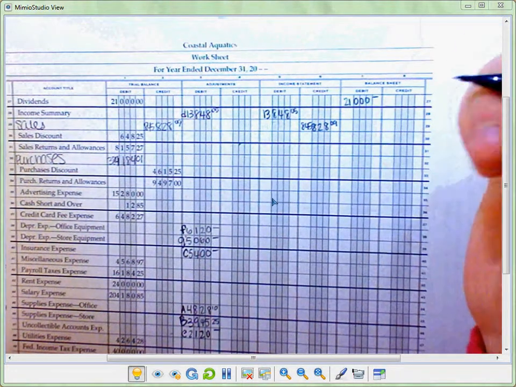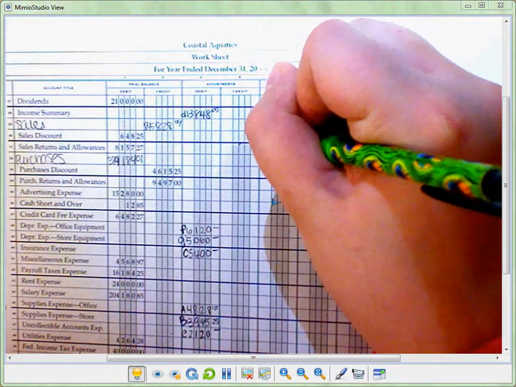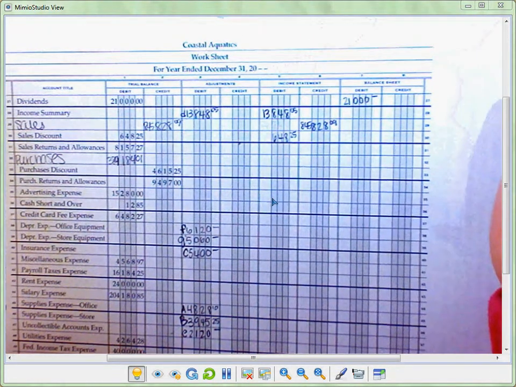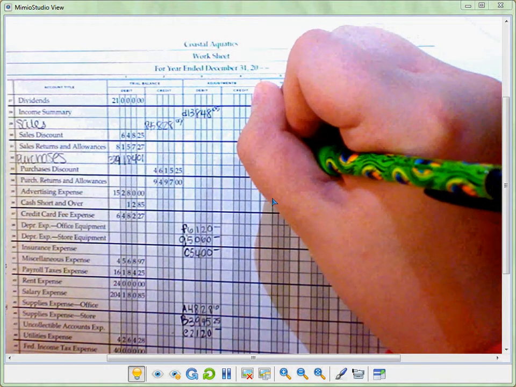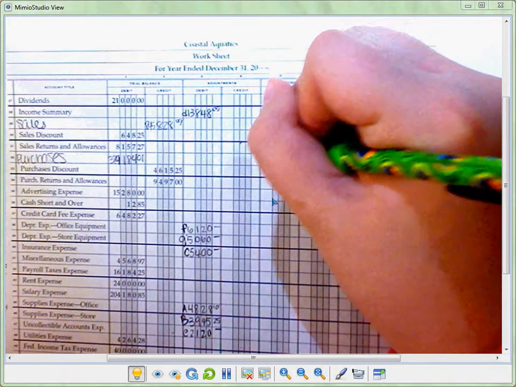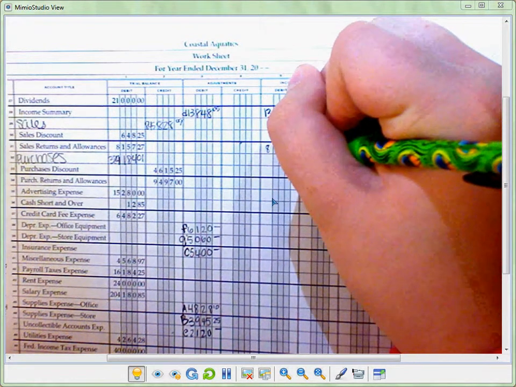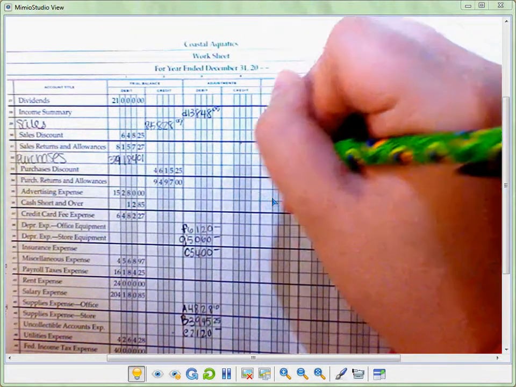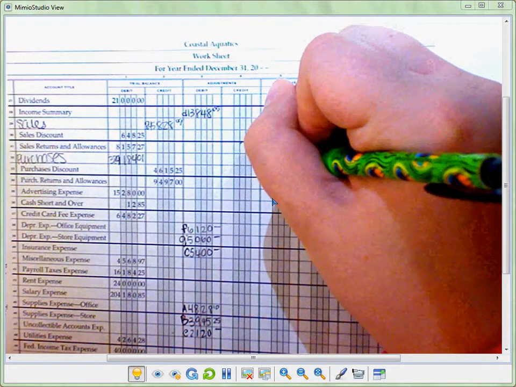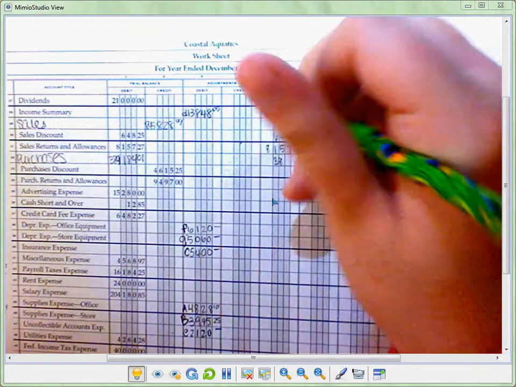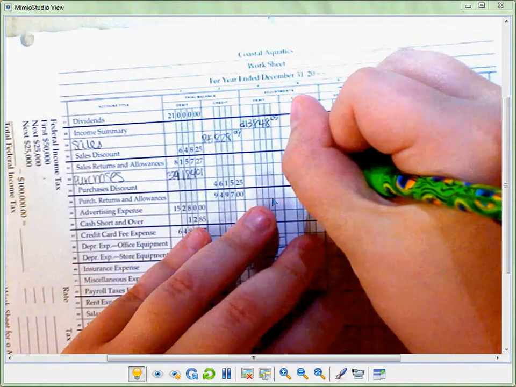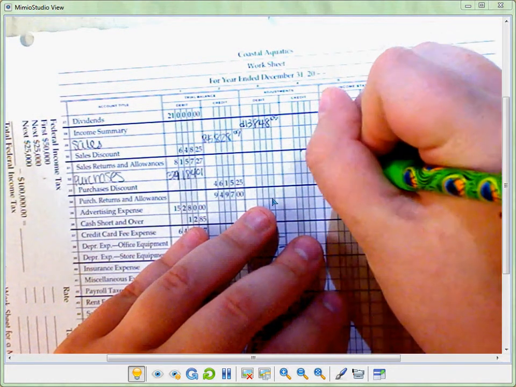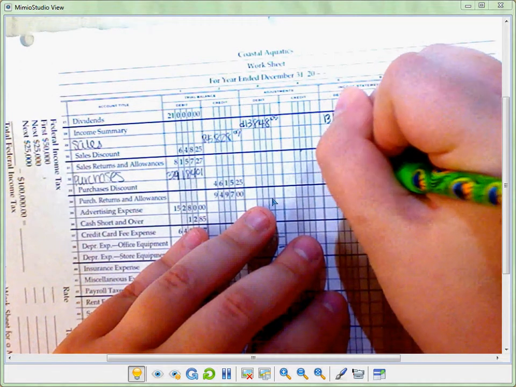Next line is a debit, $648.25. Debit, $8,157.27. Debit of $389,184.01. What was it? $389,184.01.